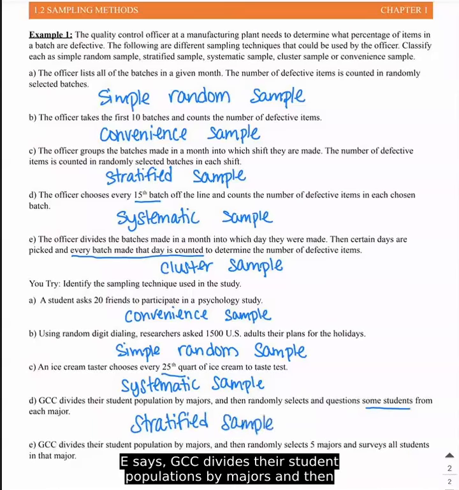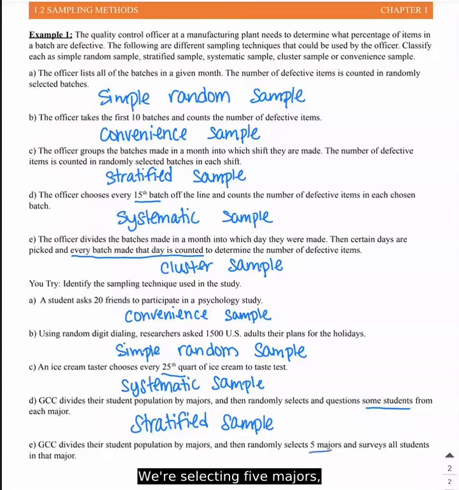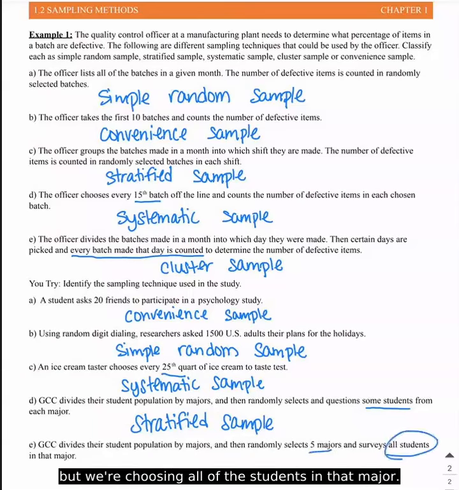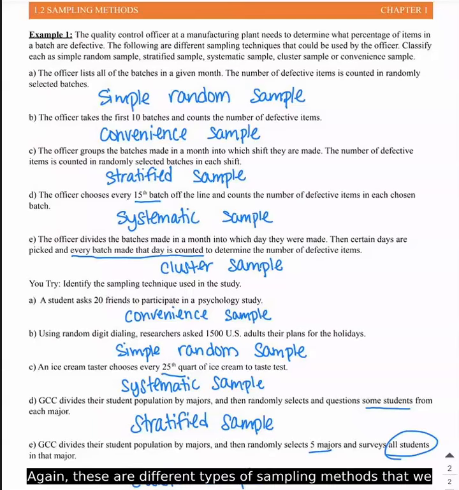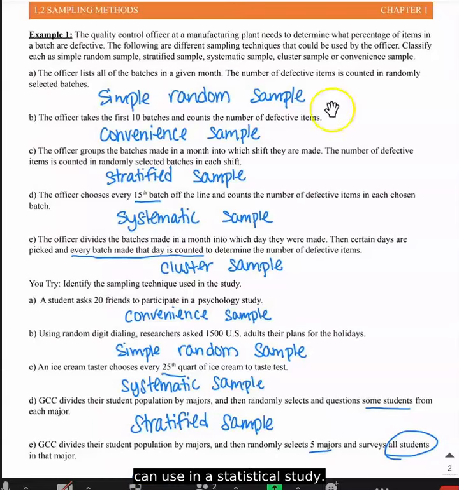And E says GCC divides their student population by majors and then randomly selects 5 majors and surveys all students in that major. So we're selecting 5 majors, but we're choosing all of the students in that major. So this would be a cluster sample. So again, these are different types of sampling methods that we can use in a statistical study.